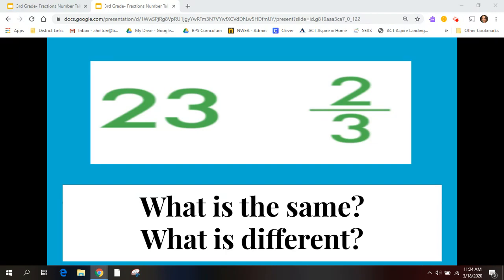Okay, so I'm hoping you said they're the same because they both have the numbers 2 and 3, but you said that they are different because 23 is a whole number and 2/3 means that we have 2 of 3 parts of a whole. 2 is our numerator and 3 is our denominator, so that makes that different. Okay, let's look at our next slide.